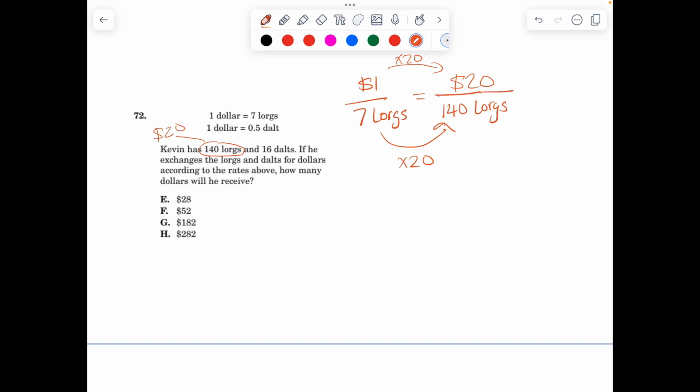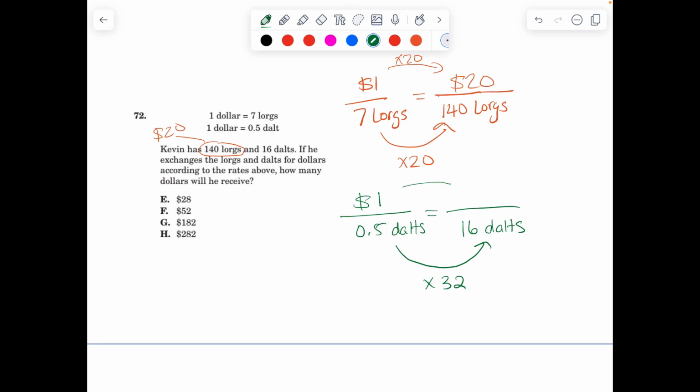So now I'm going to set up a second proportion that shows me the relationship between dollars and dolts. And now I want to convert the 16 dolts into dollars. So I find out to get from 0.5 to 16, what do I multiply by? 32, right? 0.5 is the same thing as half. A half of 32 is 16. So in all proportions, you do the same thing above, times 32, and that's going to give us $32.